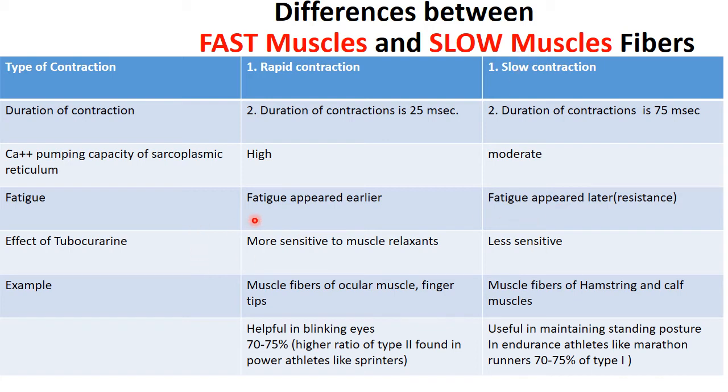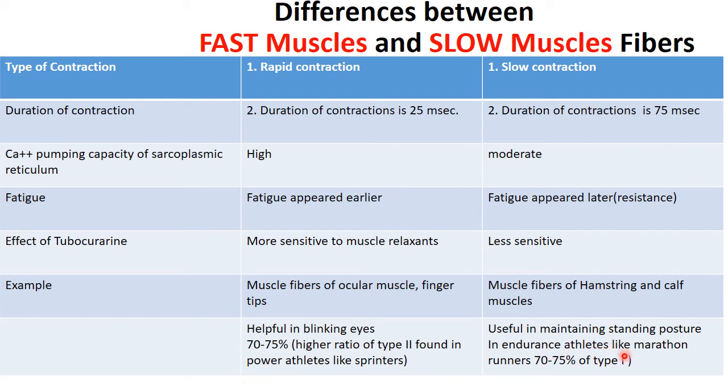One reason I told you is less oxidative activity, high phosphorylation, and more calcium pumping. That's why fatigue appears earlier. Effect of tubocurarine, a muscle relaxant, is more effective here, more sensitive to the muscle relaxant, and less sensitive there. Then examples: muscle fibers of the ocular muscles and fingertips, 70 to 75% is type 2 muscle fibers, and they are present in sprinters, power athletes.